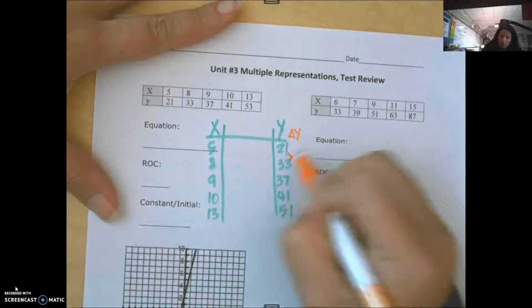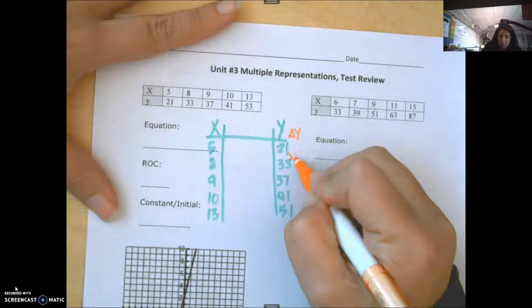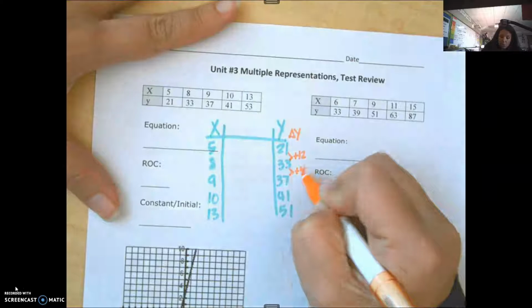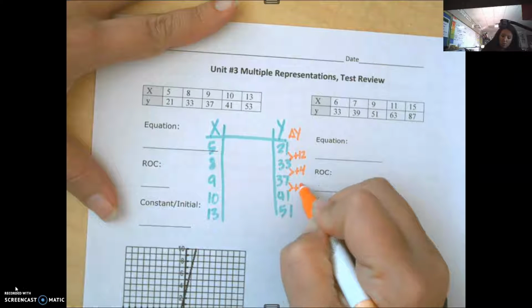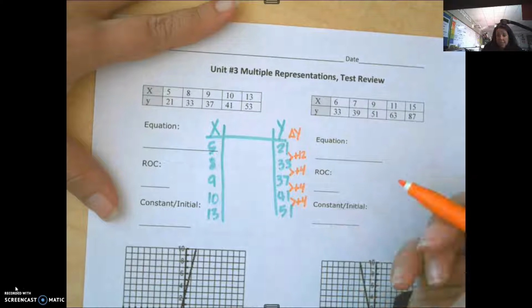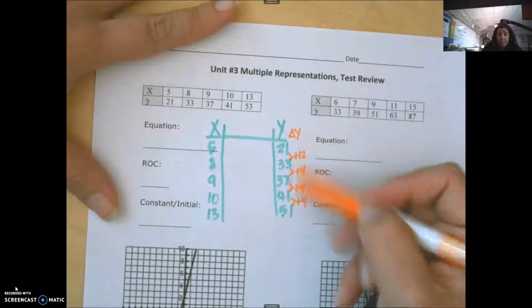So 21 to 33 is plus 12. 33 to 37 is plus 4. 37 to 41 is plus 4. 41 to 51 is plus 4. Now I could have subtracted, but I didn't. I had to add to get to the next one.